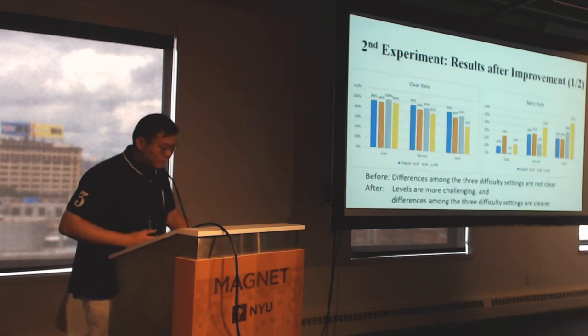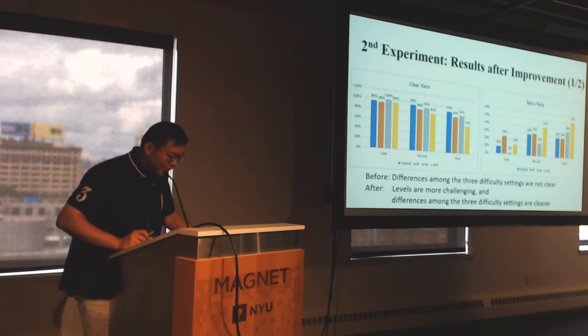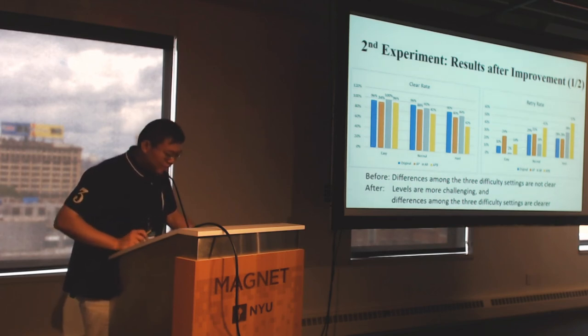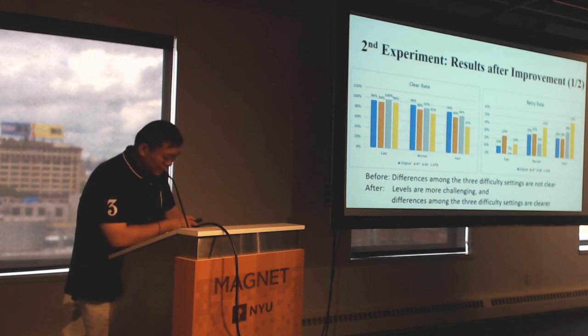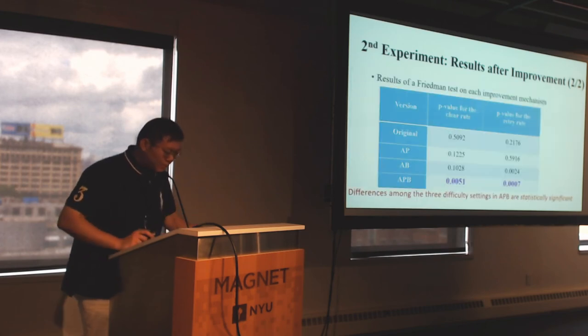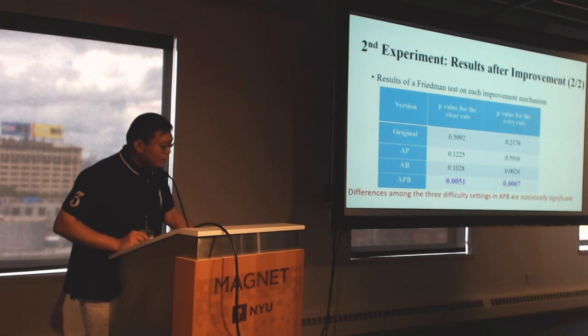So here are the results from the second experiment. First, the clear and retry rates indicate that levels are more challenging after improvement. Second, the differences among the three difficulty settings are also clearer. And third, the difference is most clear in APB. In addition, the differences among the three difficulty settings in APB are statistically significant.